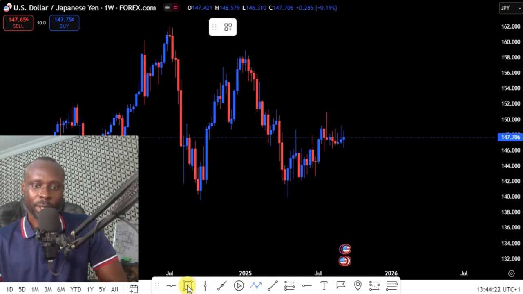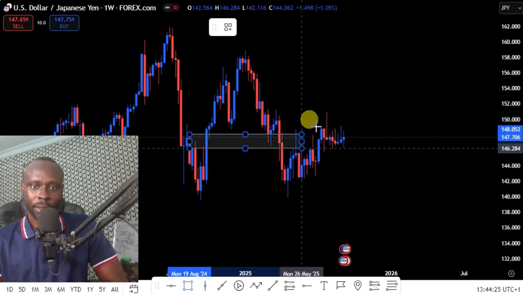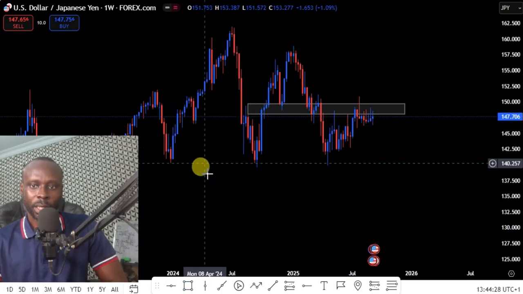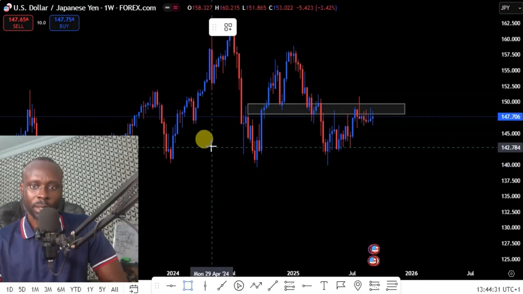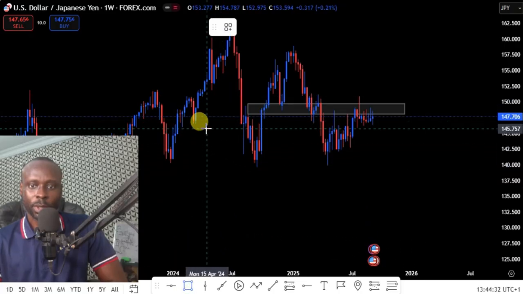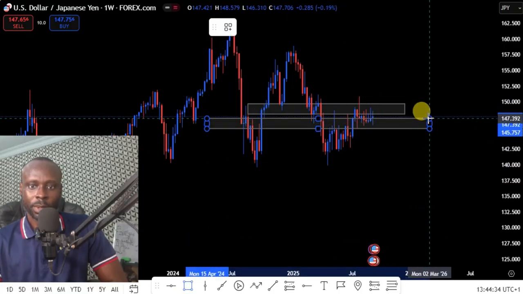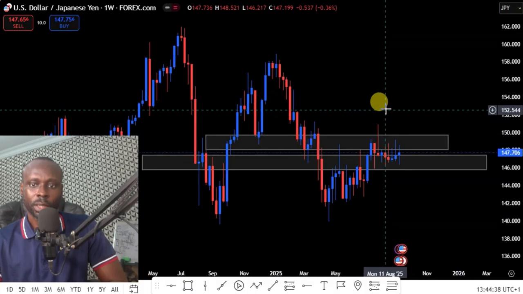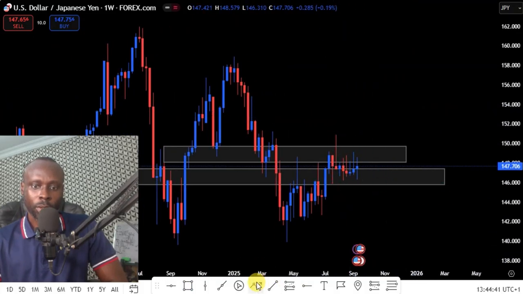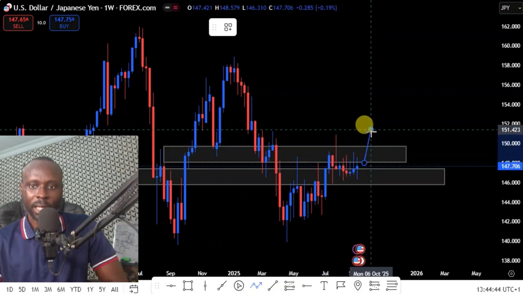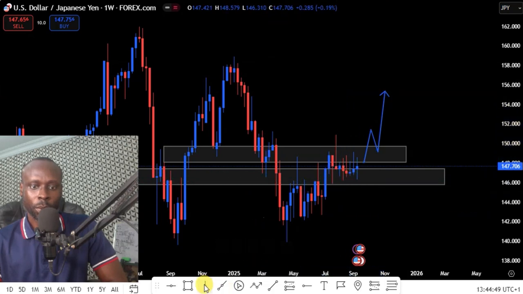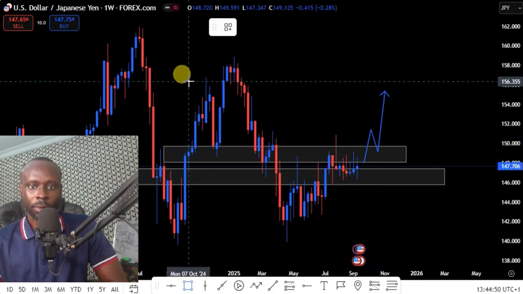We have price on this weekly resistance. Then we also have price on this weekly support level. So this indicates no clear direction for the USDJPY. So for us to have our clear direction, we need a break of price above this high, wait for retest, we start looking for possible buy to this next weekly resistance level.